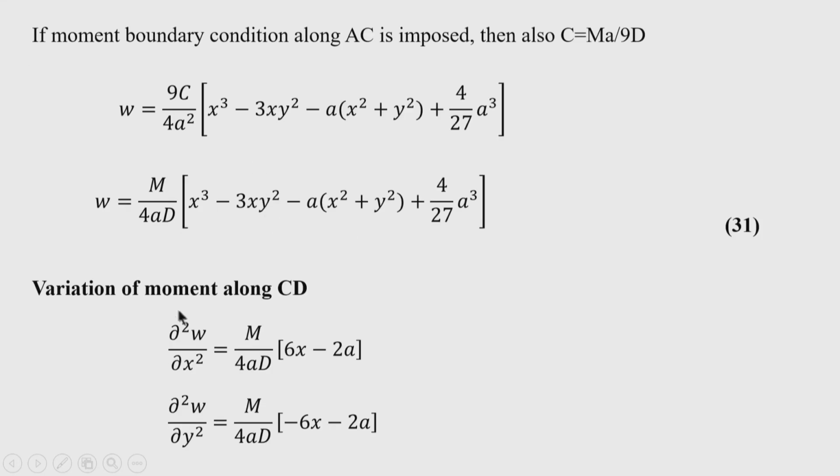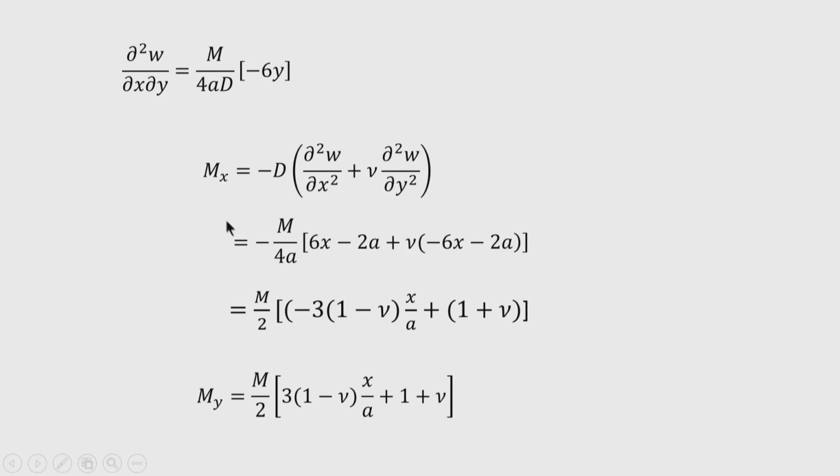So, let us calculate the bending moment along CD, that is along the x direction, that is the derivative, and along the y direction, that is the curvature. Taking the second derivative of this expression with respect to x and the second derivative with respect to y, we get these two equations: del squared W by del x squared equal to M by 4aD bracket 6x minus 2a, and del squared W by del y squared equal to M divided by 4aD bracket minus 6a minus 2a. So, bending moment can be written conveniently like that.